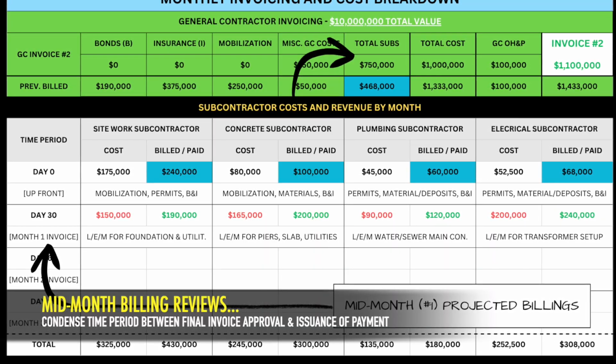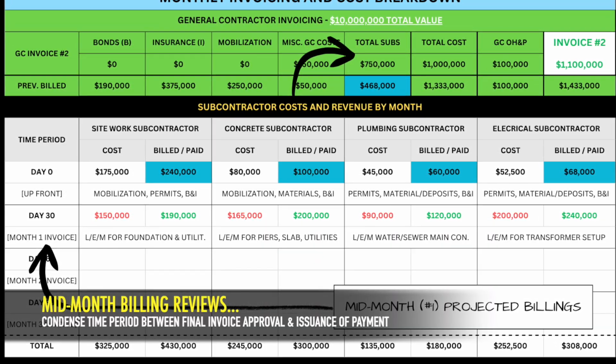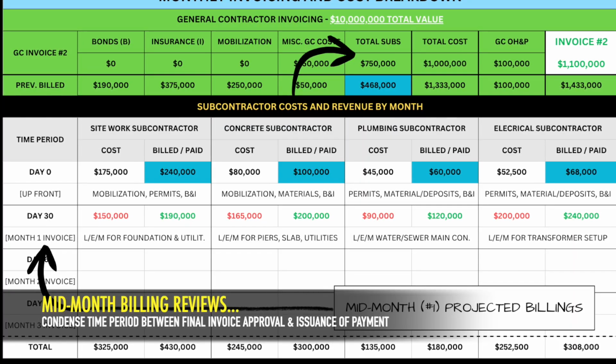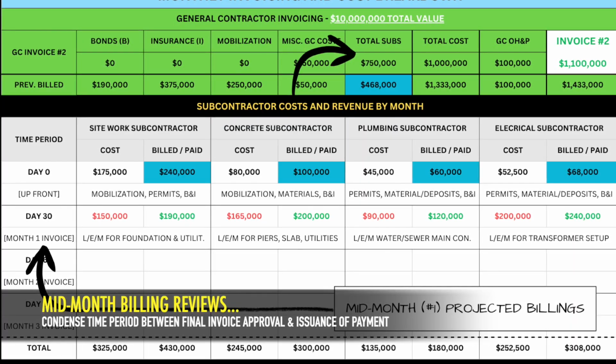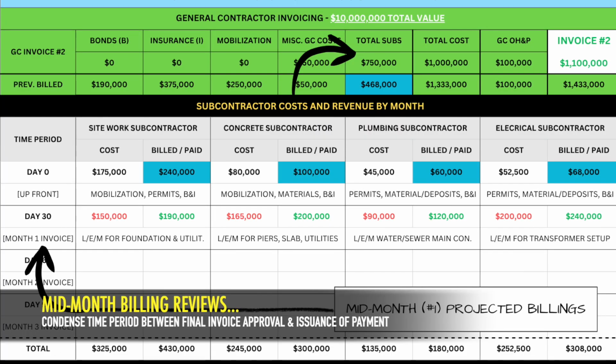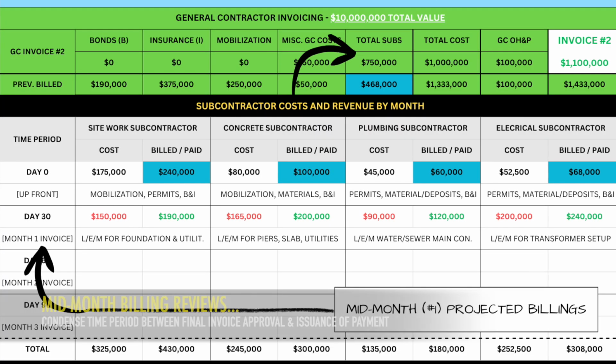This helps shorten the window between when the month officially ends and when payment is issued. In kind, it minimizes the time between when contractors pay out of pocket for their work as it's happening and when they get paid for what they did.